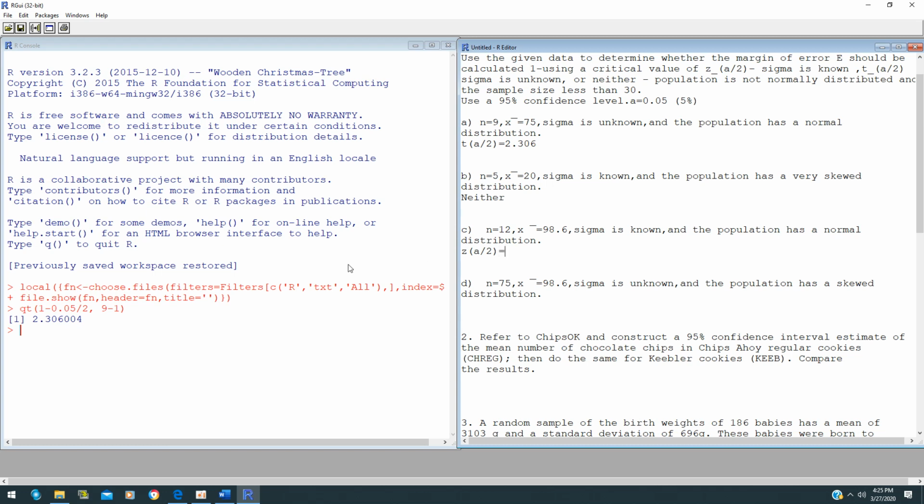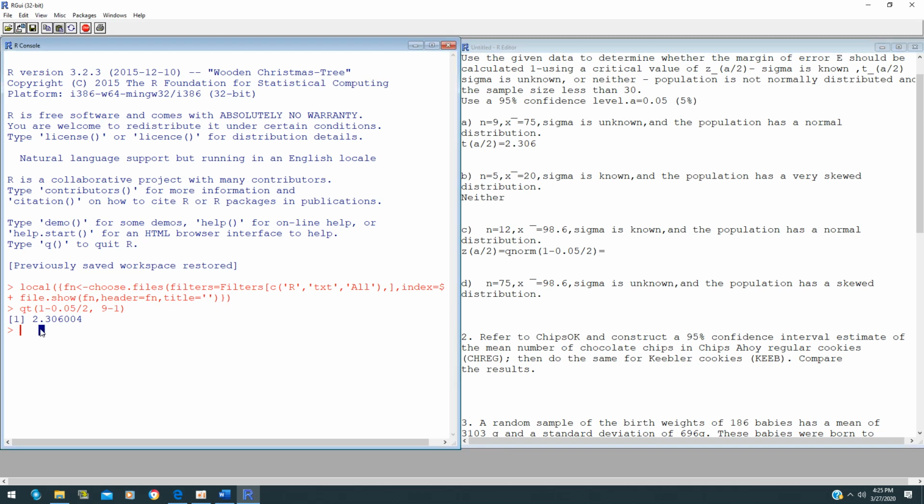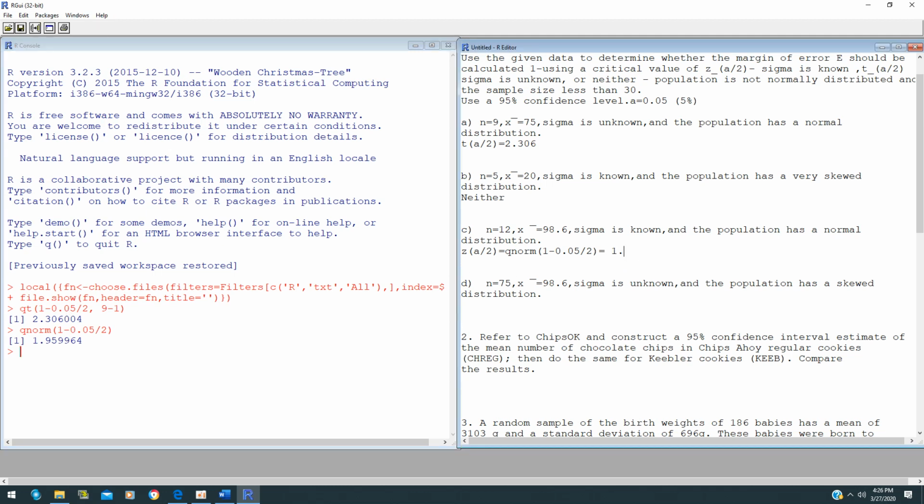So in order for us to calculate this critical value, we will use qnorm of 1 minus alpha over 2. Again, our alpha in this case is 5%, which is 0.05. So qnorm of 1 minus 0.05 over 2. That will give us 1.96. As a rule of thumb, your rounding is around 2 to 3 decimal places.